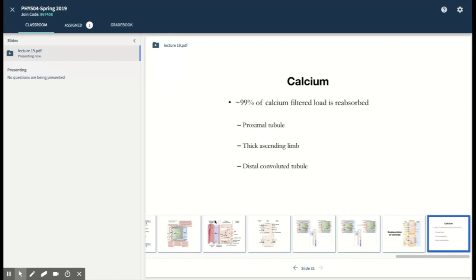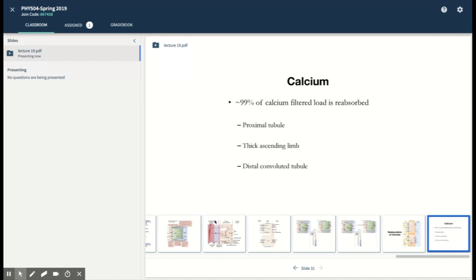Calcium specifically is going to be very important, obviously, for your bones, for your muscles, for most cells in the body. Most of it, just like sodium, is going to be reabsorbed. It's going to be reabsorbed pretty much everywhere you look. Proximal tubule, thick ascending limb, as well as the convoluted tubule.